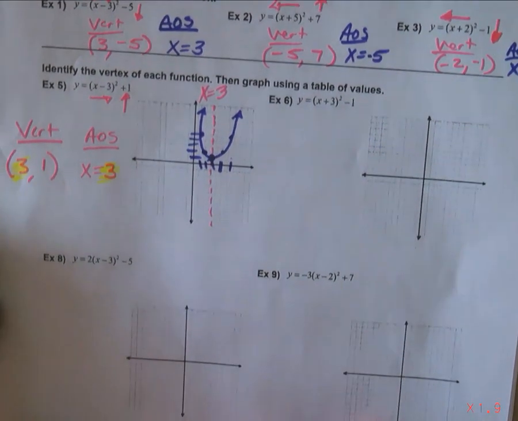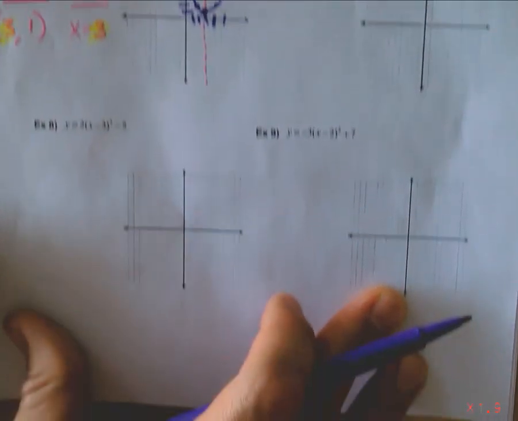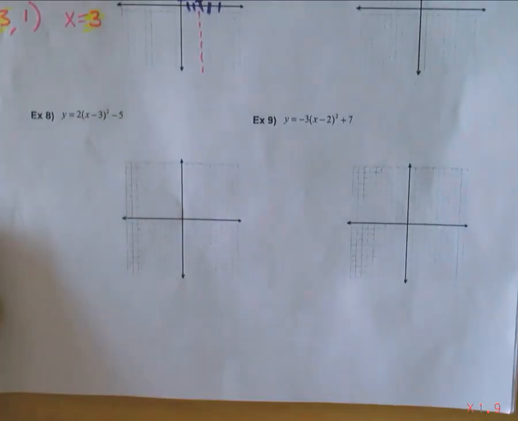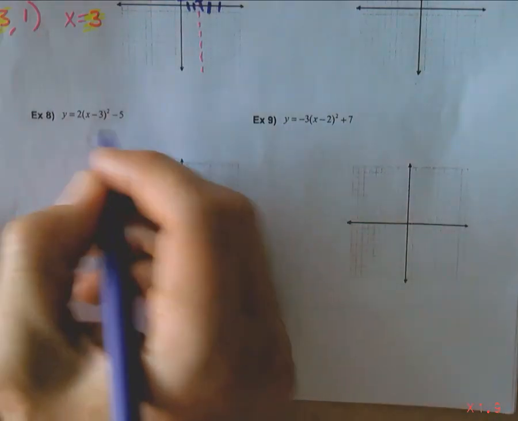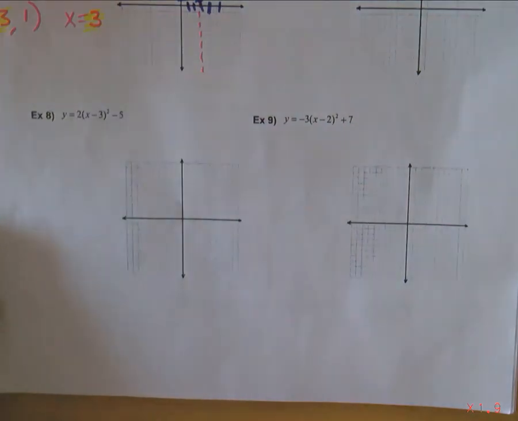So as I take a look, let's do, we're looking at number 8. Okay, so I've got a few things going on here. First off, I've got a shift. I've got this x minus 3 and negative 5. So I have a vertex shift.